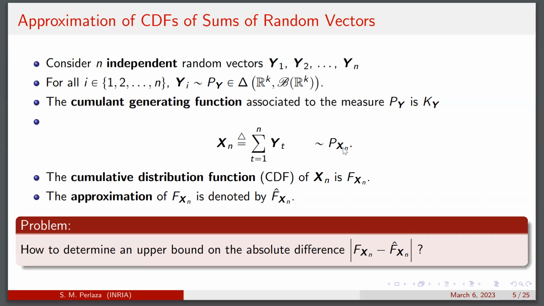This is going to induce the measure P_Xn, right? And the cumulative distribution function is going to be denoted by F_Xn. So this is precisely the F_Xn that we want to approximate. And we are going to call that approximation F tilde_Xn. All right. So the type of result that we are seeking is upper bounding the difference that we see here. So first, which is the explicit expression of this F hat, right? And another one is the upper bound on this difference. All right. So this is the objective of the presentation.